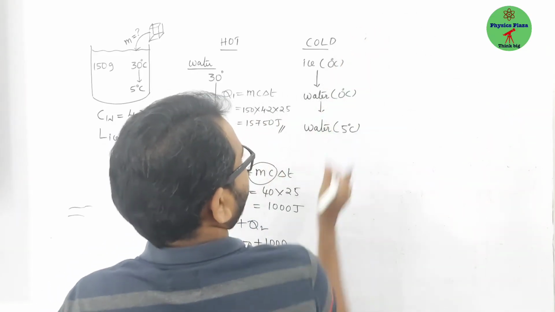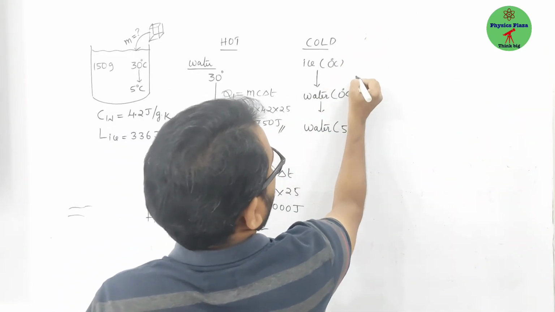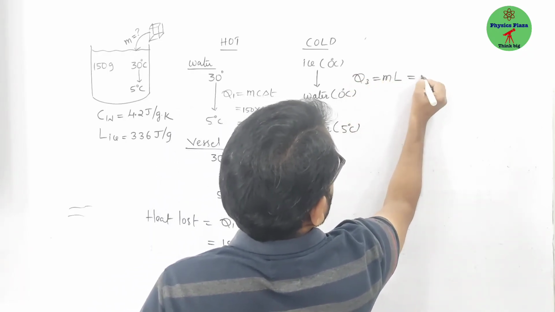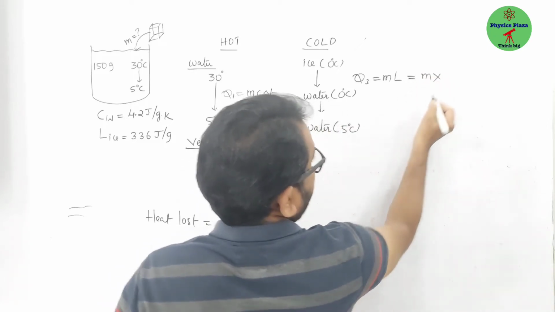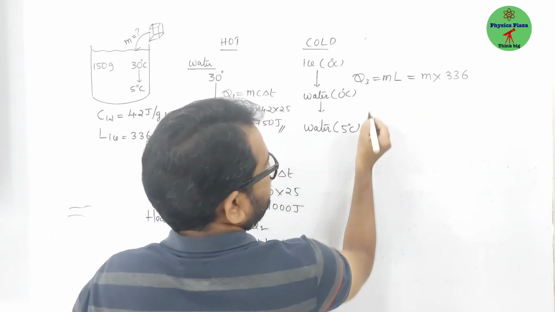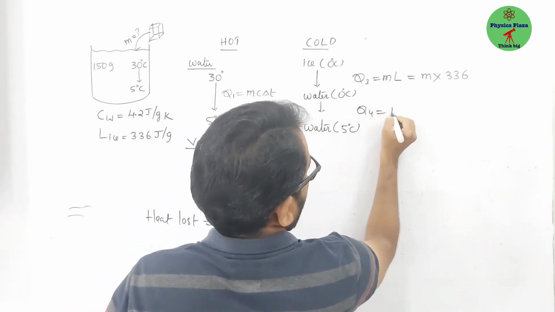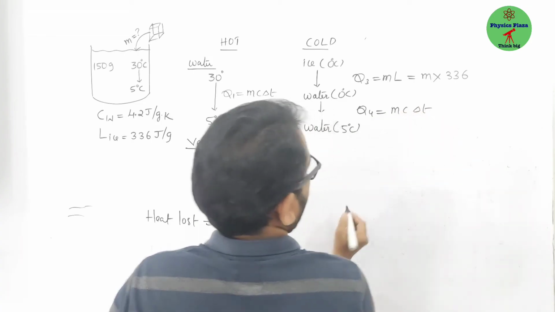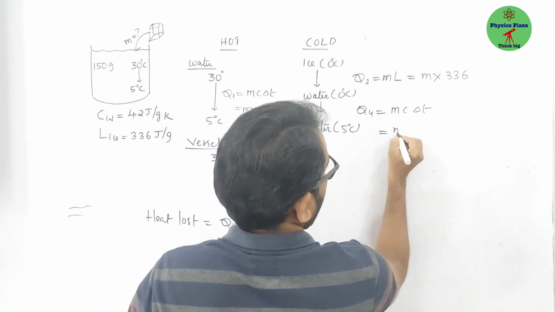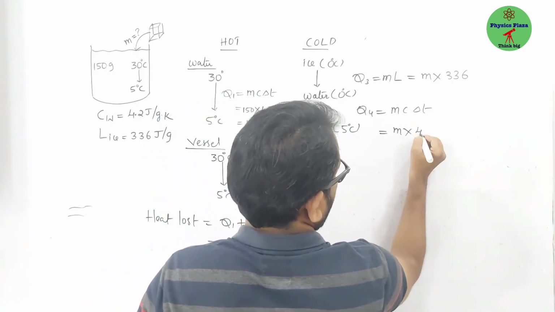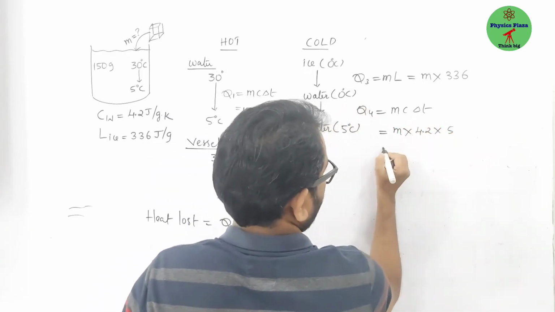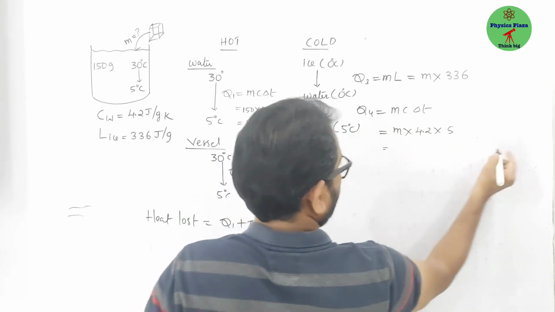Okay. Now here, there is no change in state. Let us say Q3. We have to use mL. Mass is not known. L is given as 336 joules per gram. So 336 m only, leave it. Now Q4 is equal to mcΔT. Why are we using mcΔT? Change in temperature, no change in state. Mass is not known. Specific capacity of water is given as 4.2. Change in temperature, 5 minus 0, it is 5 only. So if you multiply, 5 twos are 10, 5 fours are 20, it is 21.